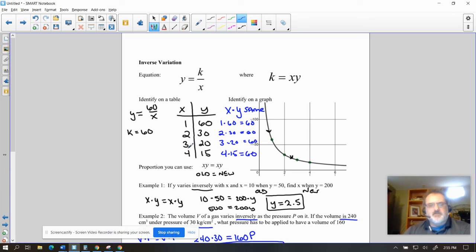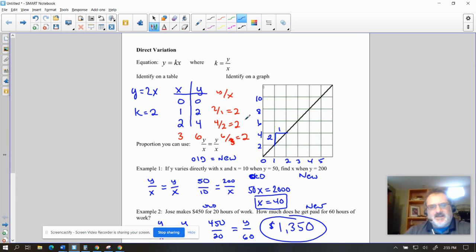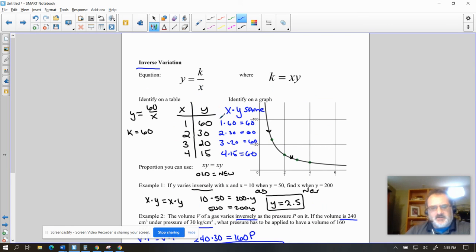So how do I tell from a table whether there's inverse variation? I multiply the x's and y's, and if they turn out to be the same constant, then it's inverse variation. Whereas with direct variation, I divided y by x and got the same number every time. So that's how you tell the two apart from each other.